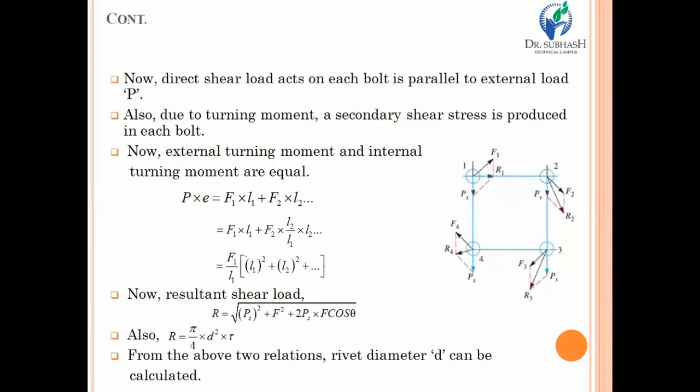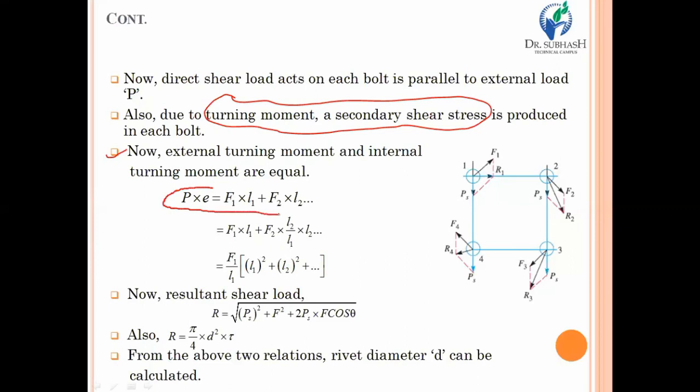One is the direct shear load, and the second one is the turning moment, and based on that turning moment, you have to design your bolt in such a way. Now, first of all, calculate the external turning moment and internal turning moment. Equate both of them. P into E, that is the external turning moment, and F1 into L1 plus F2 into L2 up to the number of bolt systems, that will be your internal turning moment. So by putting the values of F1 into L1 and F2 into L2 over here, and by simplifying it, it will give us a relation F1 upon L1 is equal to L1 square plus L2 square up to.